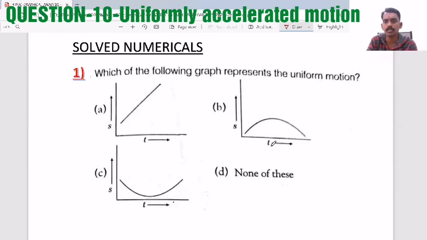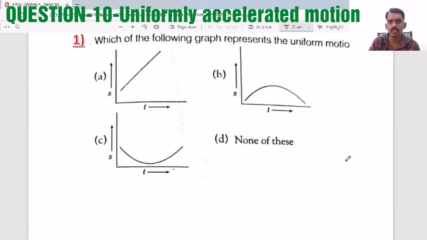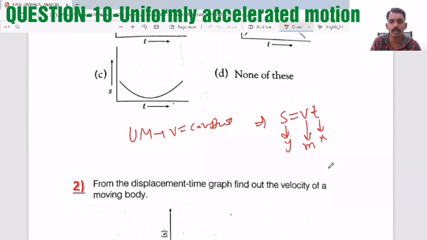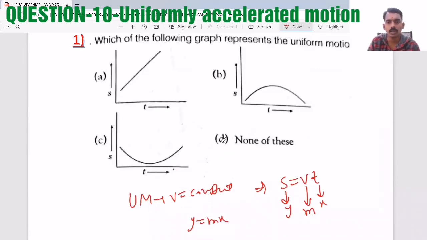Which of the following graphs represents uniform motion? Now they are asking you to draw the graph for uniform motion. Uniform motion means velocity is constant. For constant velocity, displacement equals V into T. Here S is on the y axis, T is on the x axis, and V is constant, like a slope. So y equals mx form means a straight line passing through the origin. That kind of graph will come. So no graph is suitable according to the given question. See, this is not passing through the origin.